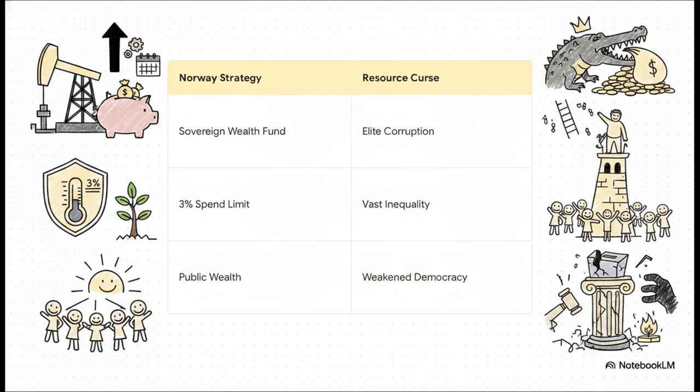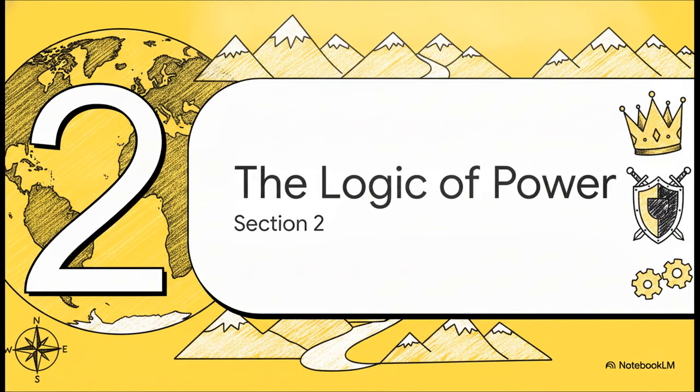And now they are perfectly poised to apply that exact same patient discipline strategy to this brand new $24 trillion phosphate discovery. All right, moving on to Section 2, the logic of power.